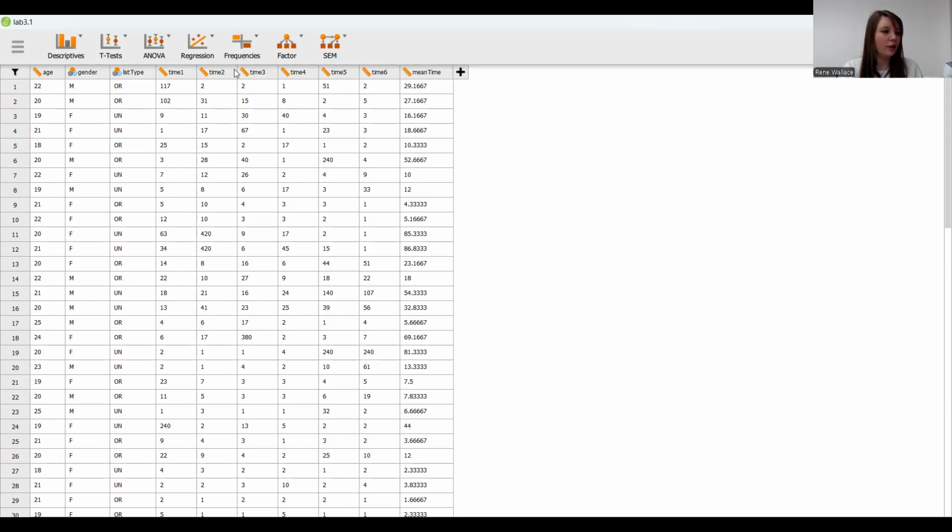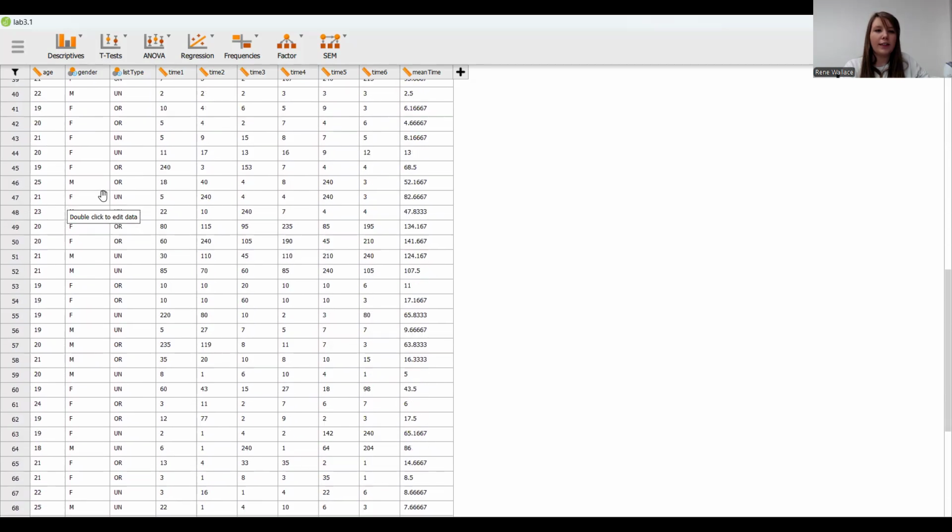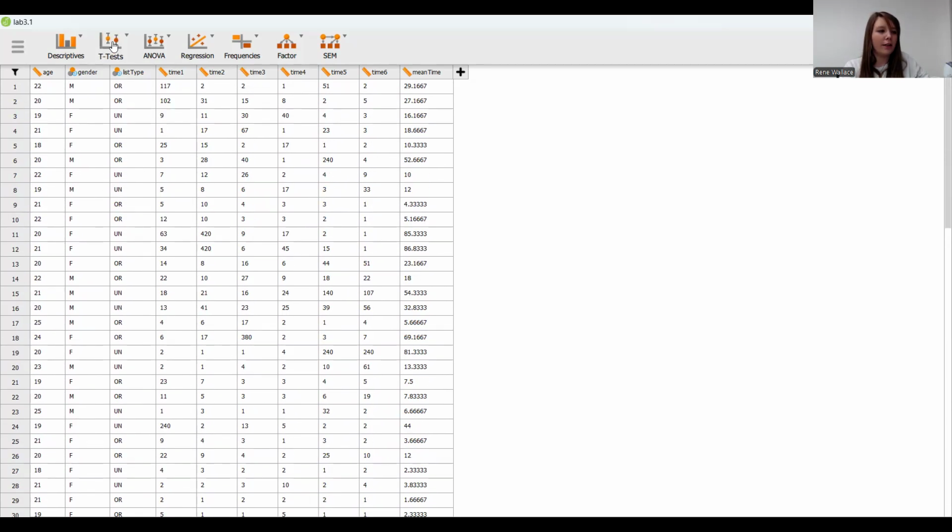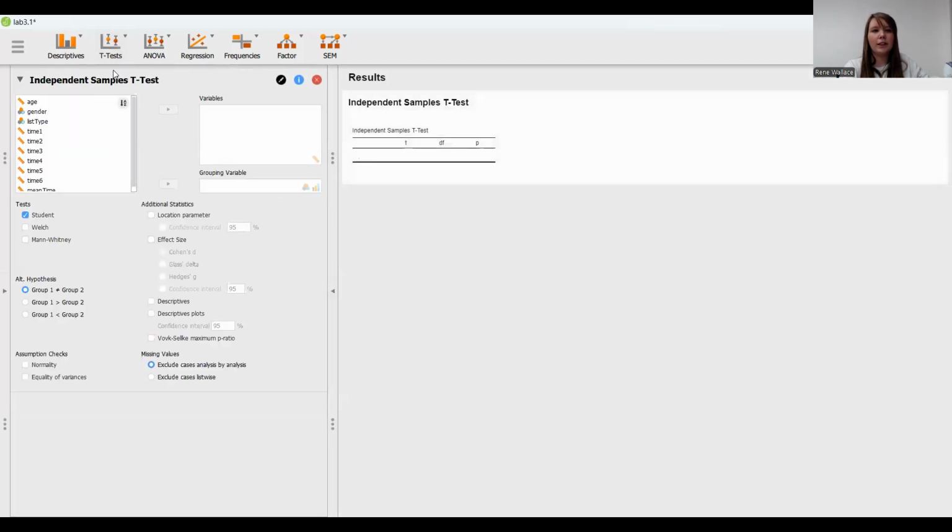So what I'm going to do is I can see how many participants I have. I see all this data here. I'm going to come up here to t-test because I want to find out if the mean time is different as a function of list type through my independent samples t-test. So t-test, independent samples t-test.